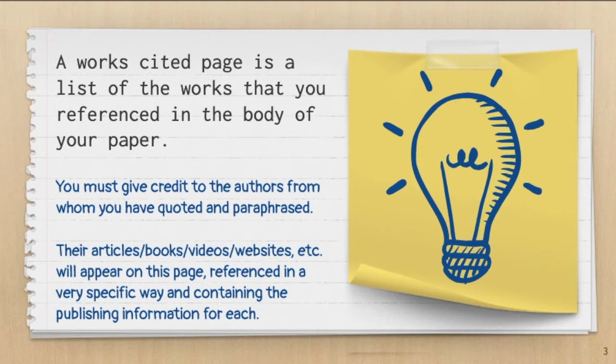These authors, articles, books, videos, websites, etc., will appear on the works cited page, referenced in a very specific way and containing the publishing information for each. Now, as you know, you can use some sort of online bibliography creator to help you formulate what each of these types of sources looks like in the citation. We're looking at the works cited page as a whole today.